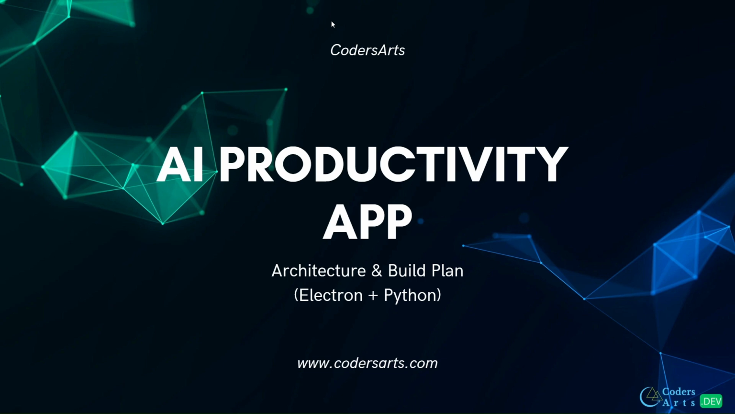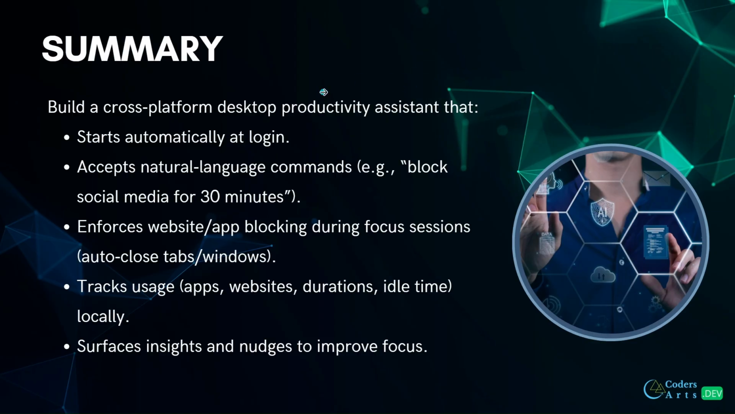In today's video, we will be giving you a product description or a kind of a demo of the product that we are building. It's an AI productivity app, basically a desktop application that you can install in your system to be more productive while you're working. Let me give you a brief summary. It's basically a cross-platform desktop productivity assistant that can start automatically when you turn on your system.